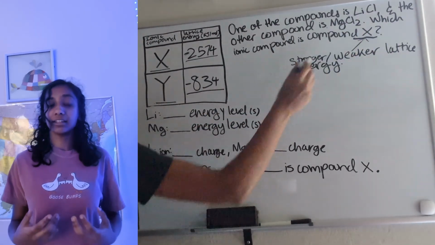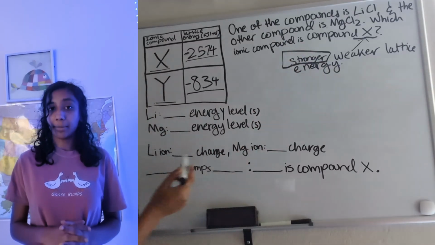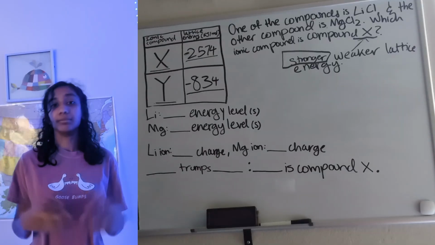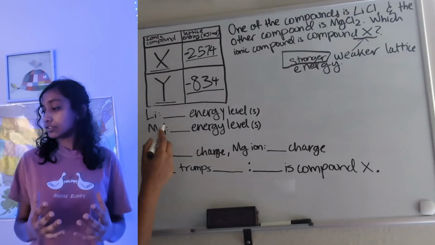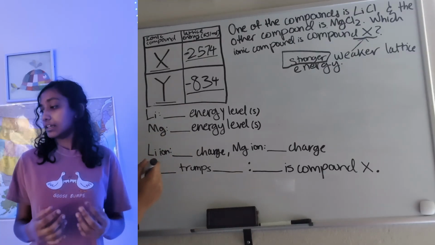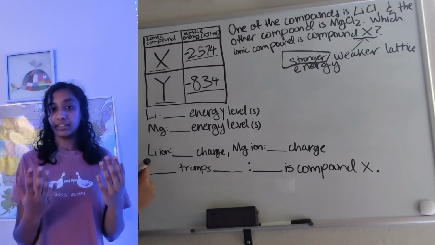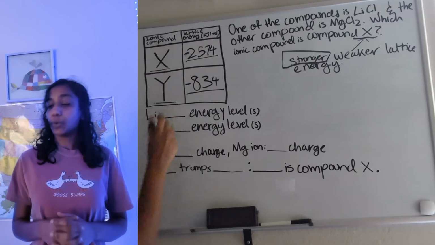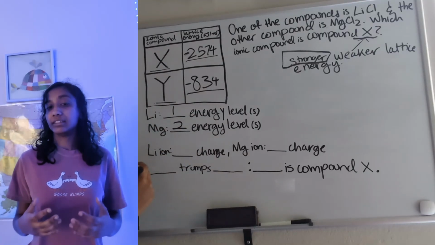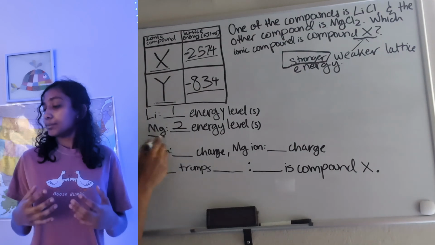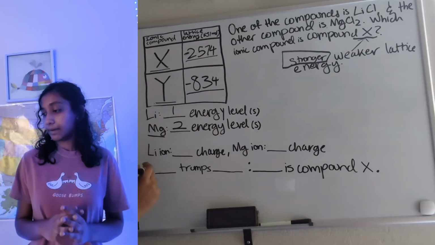Well, compound X has a greater magnitude of lattice energy. So we need to find the compound with the strongest lattice energy, and that's going to be compound X. Both LiCl and MgCl2 have a chloride ion, so we're going to be comparing the properties of the lithium ion and the magnesium ion. Lithium has 1 energy level and magnesium has 2 energy levels, so magnesium has the largest radius. Because of this, you would think that magnesium chloride has a lower lattice energy.